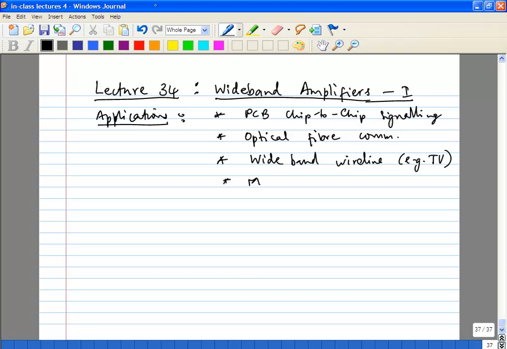Measurement equipment. For example, oscilloscopes. A lot of these circuits have traditionally been used in very wideband measurement circuits, and oscilloscopes are a good example.